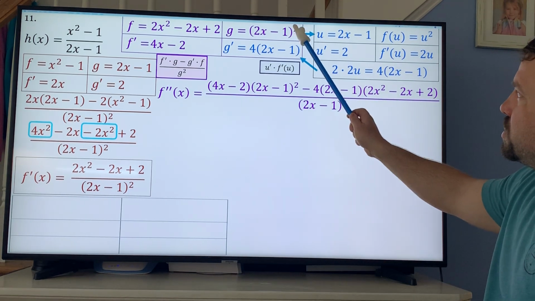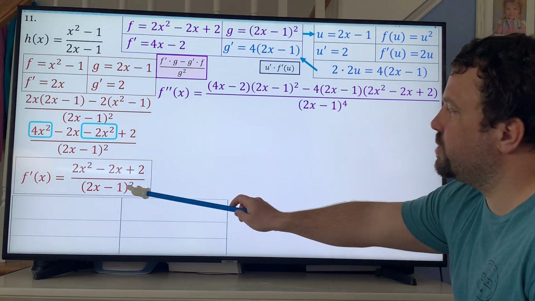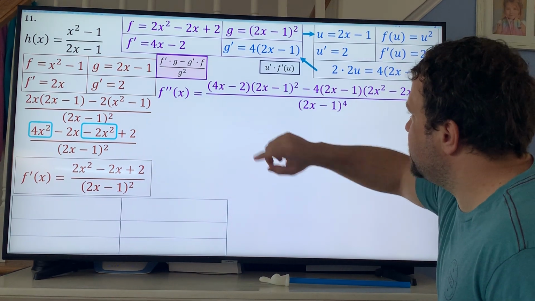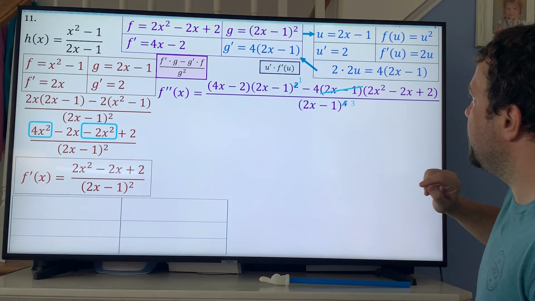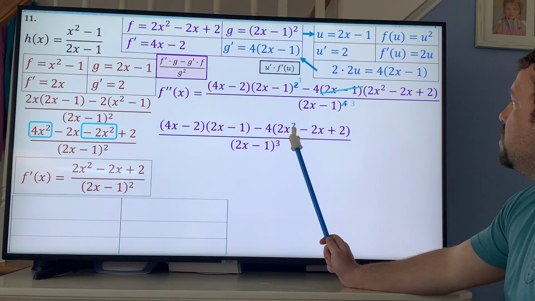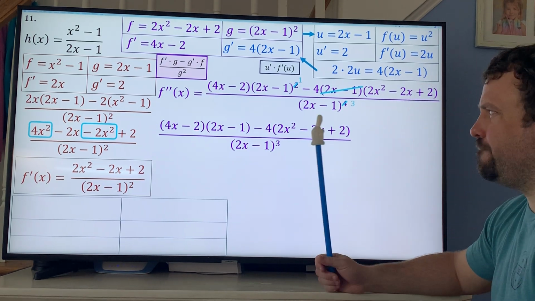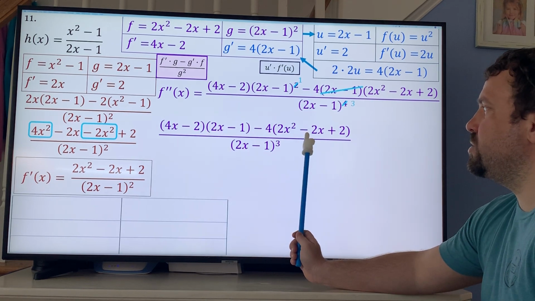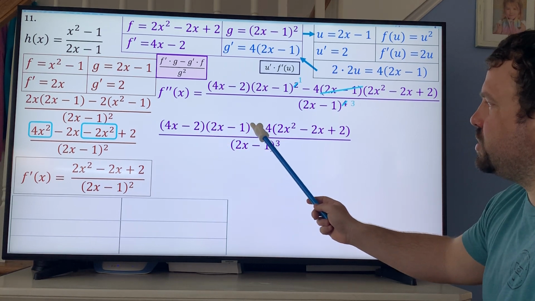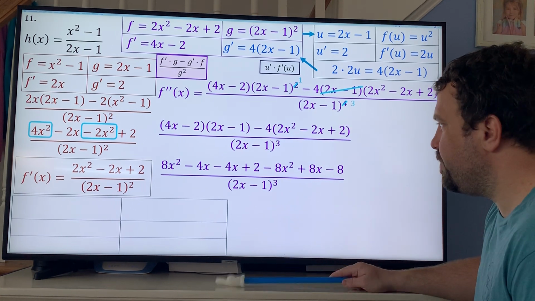So 2x squared, squared is to the fourth power. Got it? Squared, squared is to the fourth. Cancel some stuff out. I can take one of these 2s out, one of these 4s out. That leaves me with 4x minus 2 times 2x minus 1 minus 4 times 2x squared minus 2x plus 2 over 2x minus 1 to the third power. I'm sorry. FOIL, distribute. 8x squared minus 4x plus 2, negative 8x squared plus 8x minus 8.